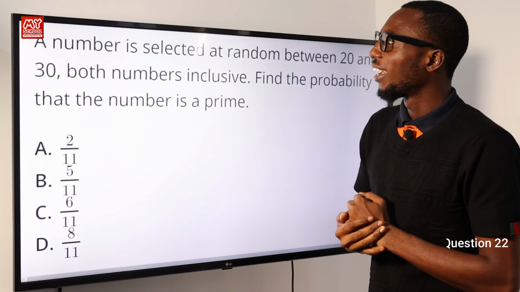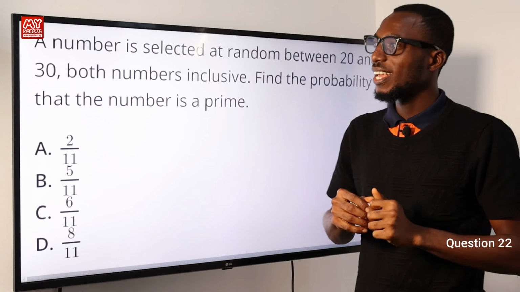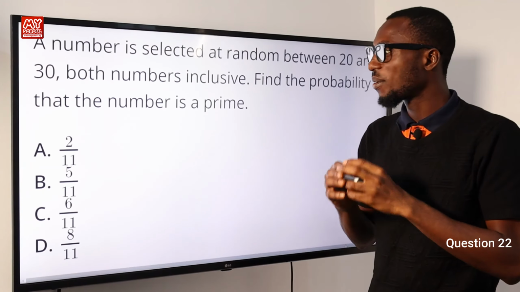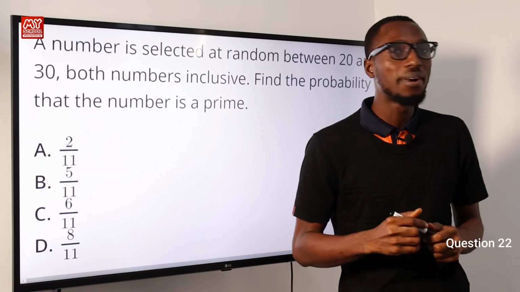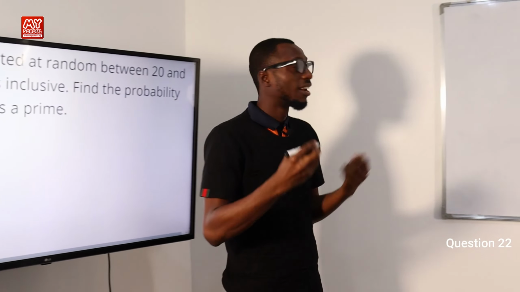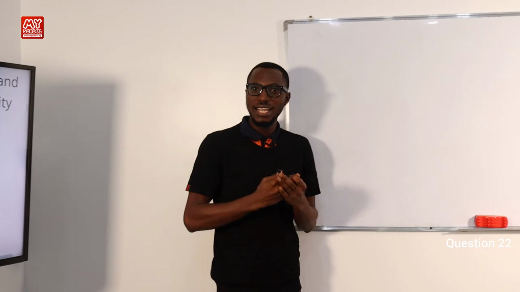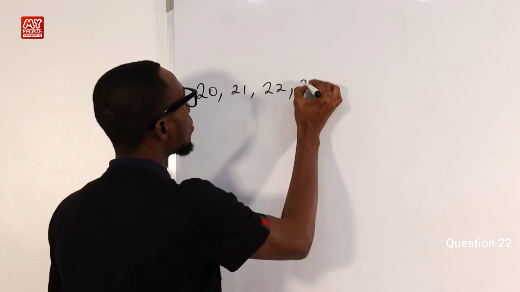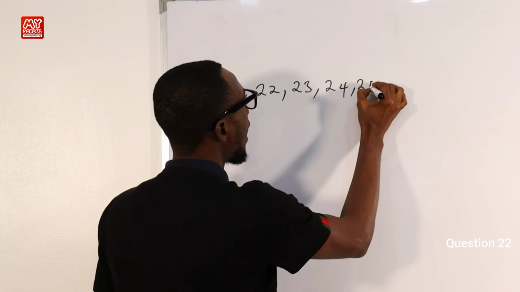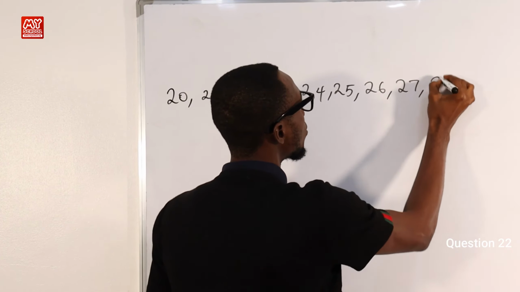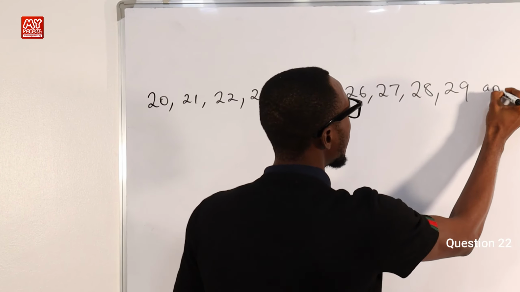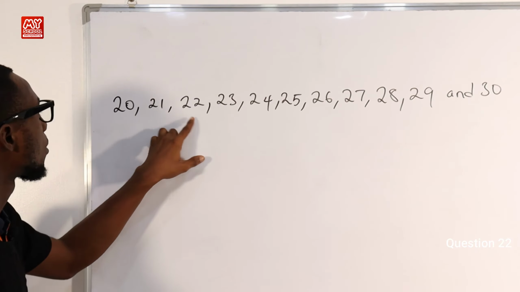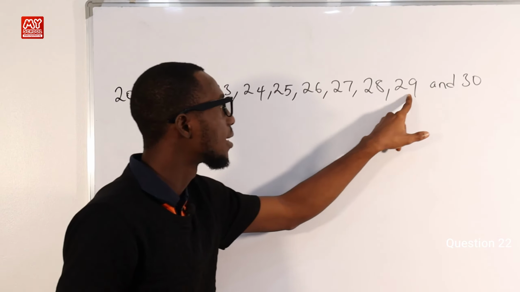Question 22. A number is selected at random between 20 and 30, both numbers inclusive. So find the probability that the number is a prime number. So we just have to list out the numbers we have between 20 and 30, both numbers included. So we are going to have 20, 21, 22, 23, 24, 25, 26, 27, 28, 29, and 30. Okay, so let's count the numbers we have here. 1, 2, 3, 4, 5, 6, 7, 8, 9, 10, 11.